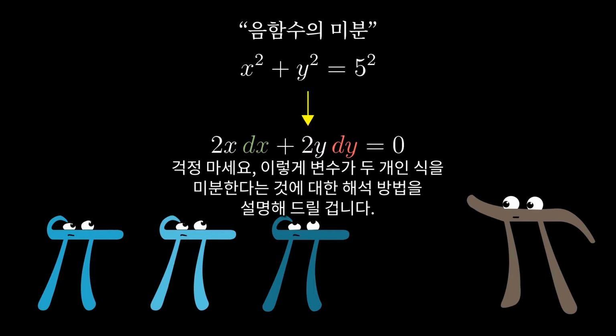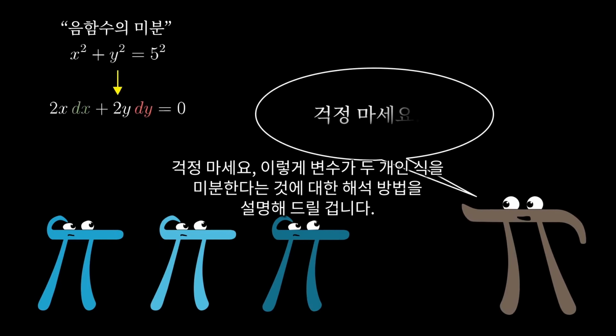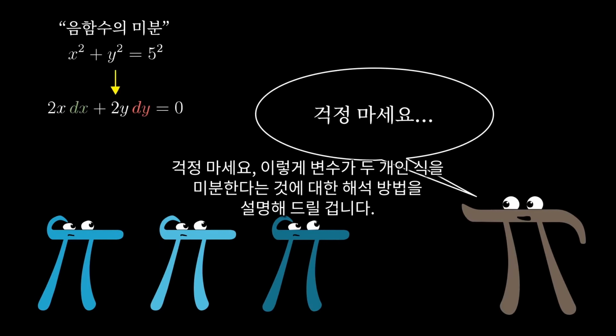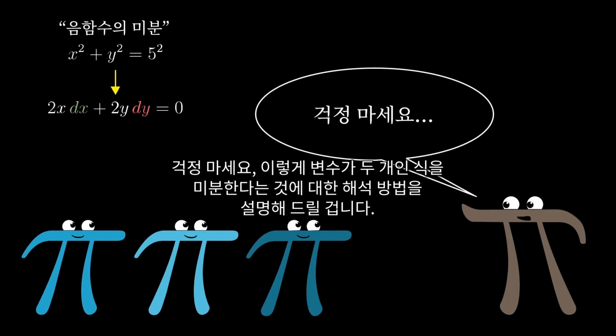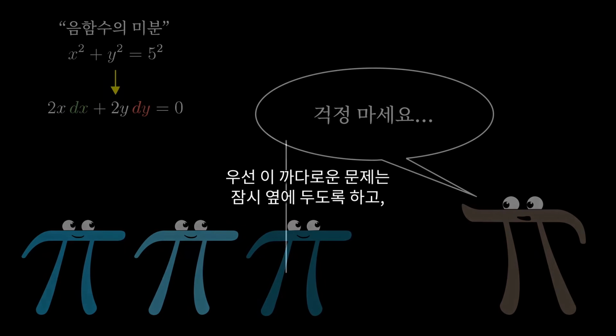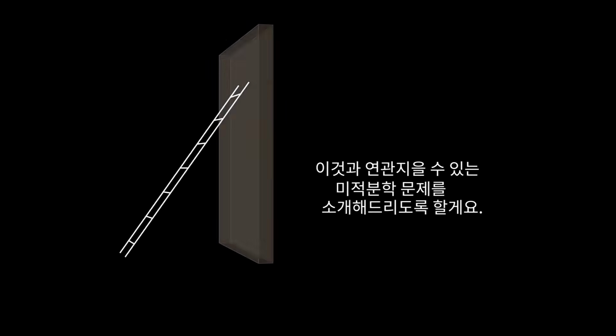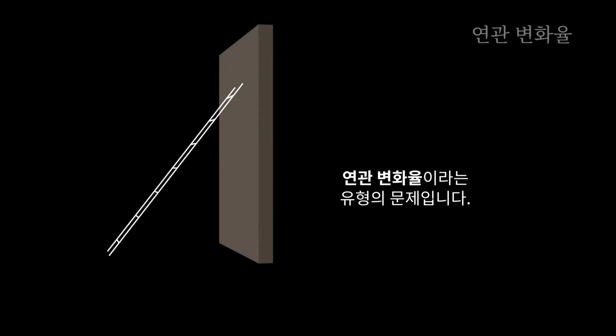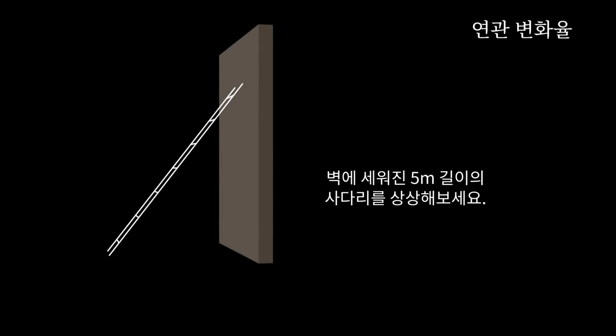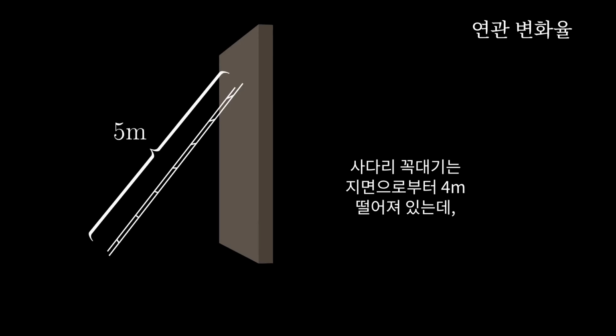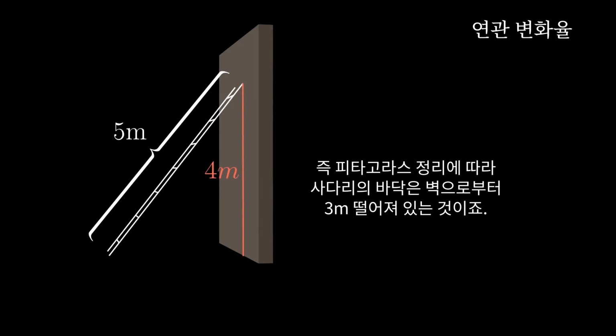And don't worry, I have an explanation for how you can interpret taking a derivative of an expression with two variables like this. But first, I want to set aside this particular problem and show how it's connected to a different type of calculus problem, something called a related rates problem. Imagine a 5-meter long ladder held up against a wall where the top of the ladder starts 4 meters above the ground, which, by the Pythagorean theorem, means that the bottom is 3 meters away from the wall.